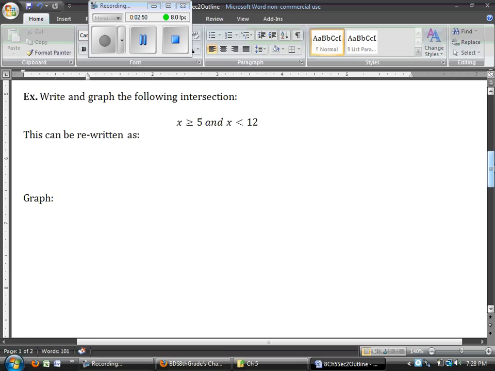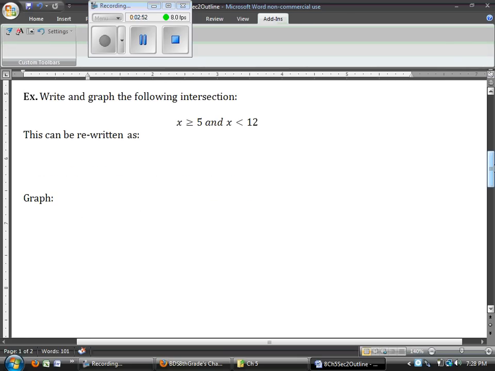All right, same thing. X is greater than or equal to 5 and x is less than 12. So I can start by saying x is less than 12. Then I can flip this, just like I did the one up top, and say that 5 is less than or equal to x. Then it'll fit in here real nicely. 5 is less than or equal to x, which is less than 12.